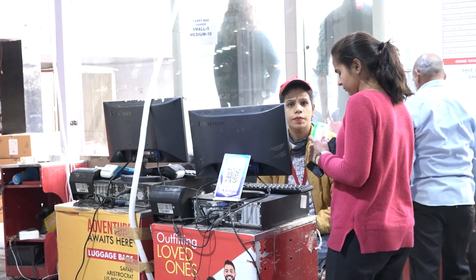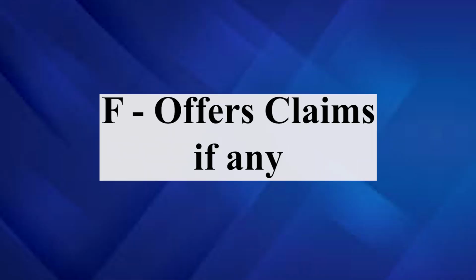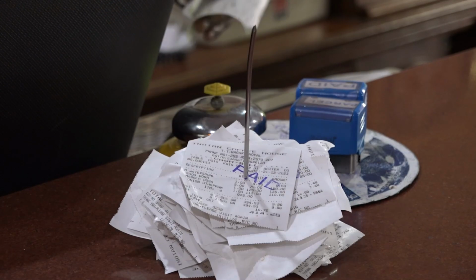The price of the product has to be verified with the bill for deciding the quantum of refund. F, offer claims if any. While going through the bill, the cashier has to check whether there is any offer availed by the customer on the refund item. A cashier has to take extra care to decide the refund amount. Sometimes, in case of certain offers, refunds are not allowed.